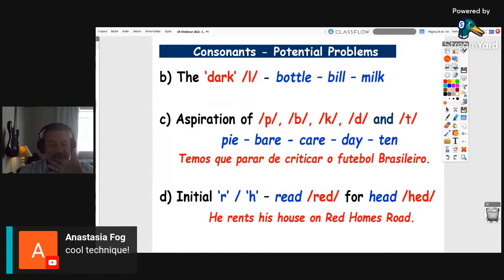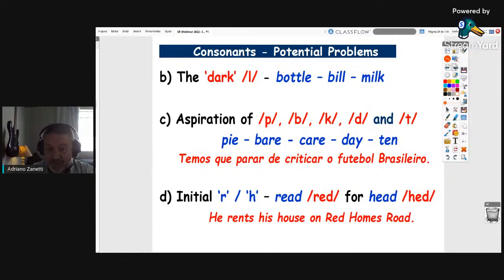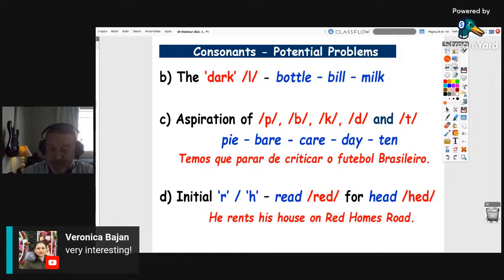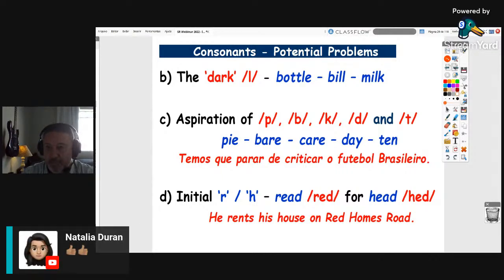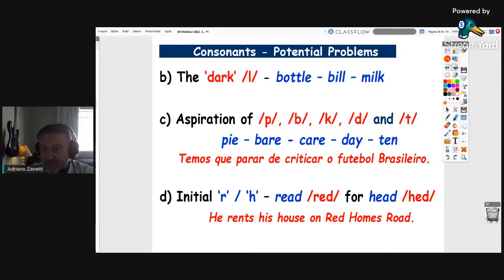And so we have these potential problems. I don't know much about your own languages, but I think it's worth investigating what the potential problems are. For us, the dark L, we tend to say bottle, not bottle, bill, not bill. Especially in the middle of words, we say milk, not milk. Then the aspiration of p, k, t.